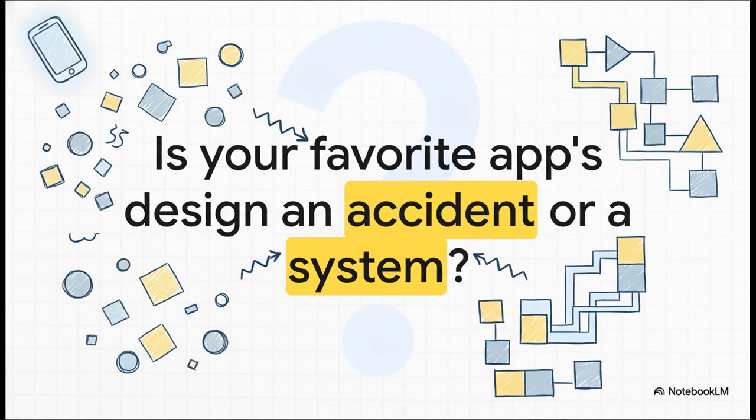So here's a little challenge for you. The next time you open up your favorite app, I want you to look closer. Ask yourself this, is what you're seeing just a bunch of random decisions? Or can you spot the system behind it? The colors, the spacing, the way things pop off the screen. Is it all an accident, or is it intentional design? I promise you, once you start looking for the system, you will never see apps the same way again.